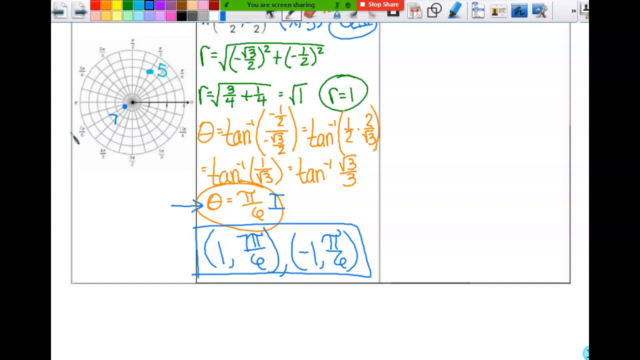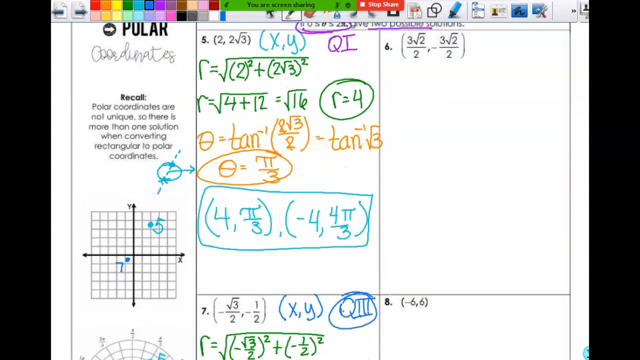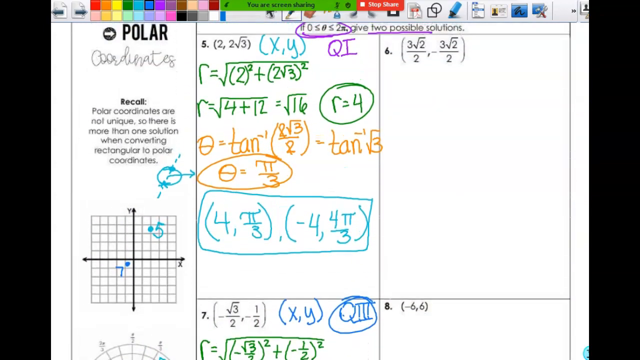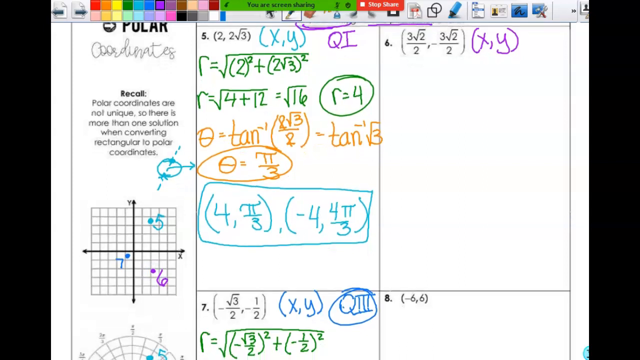I want you to do number 6. I'll help you get it plotted first because the numbers are yucky. Let's see. So that's 3 square root of 2 over 2. That's about 2.12 because this is in xy. So about a little bit more than 2. So I would go to the right a little bit more than 2 and down a little bit more than 2. I'm about right there. This is number 6. Okay. So go ahead and convert.